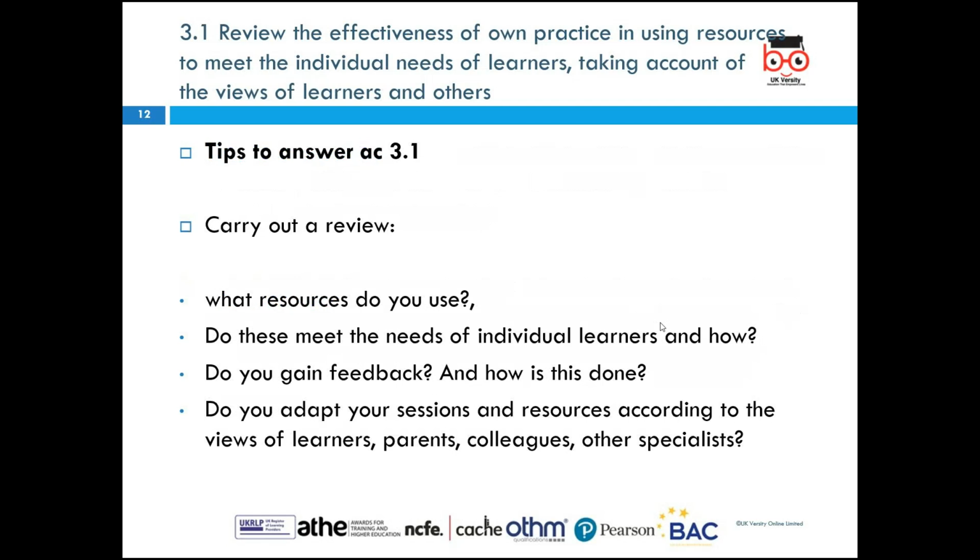So, are you okay with what we've gone over so far? Yes. Fantastic. So, how to answer AC 3.1. You're just going to carry out a review. You're going to look at what resources you use. These resources that you're using, are they meeting the needs of your learners?